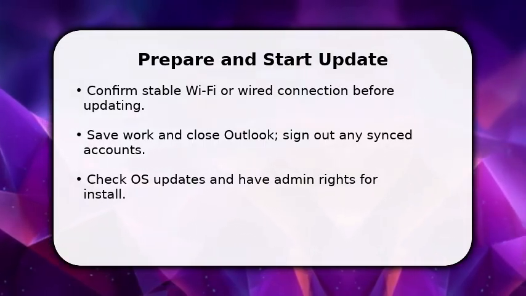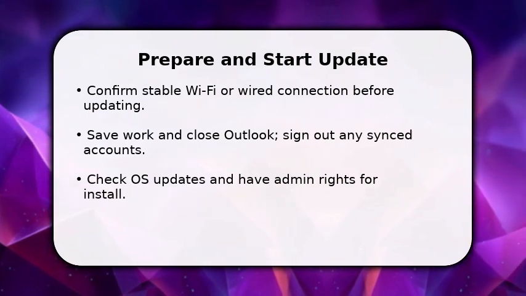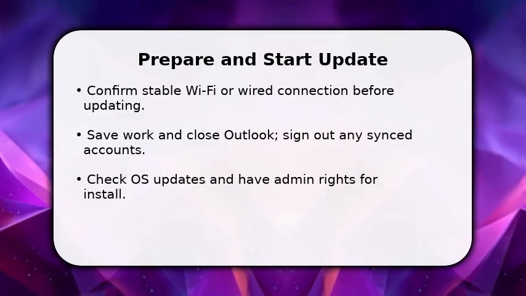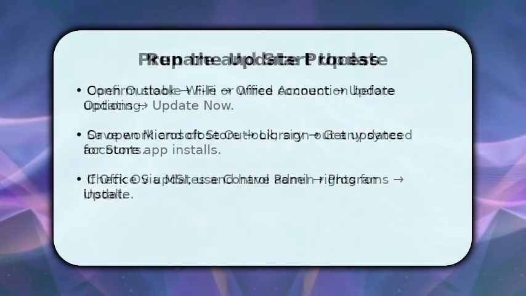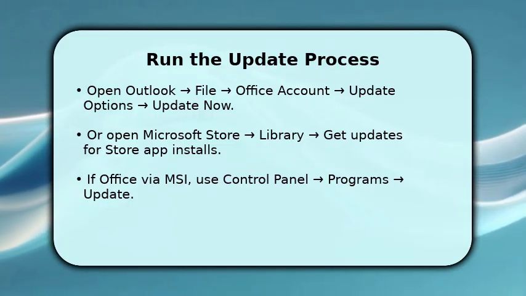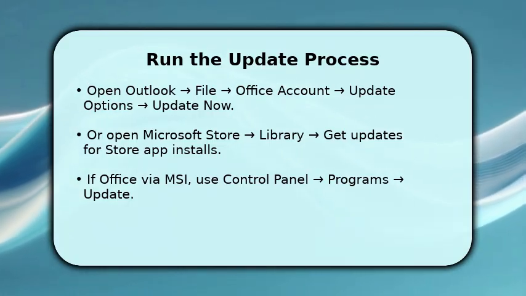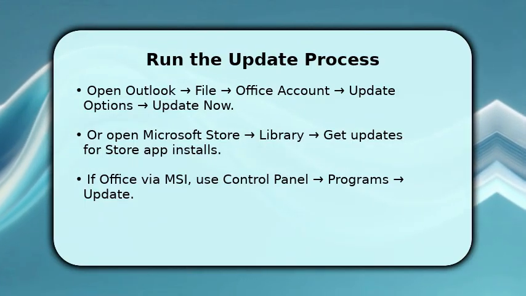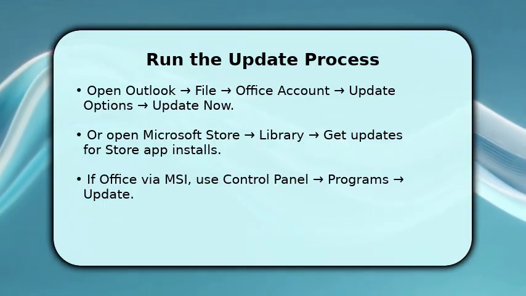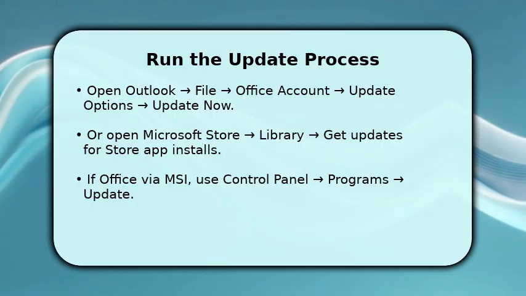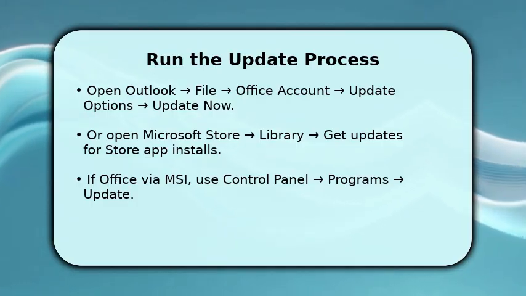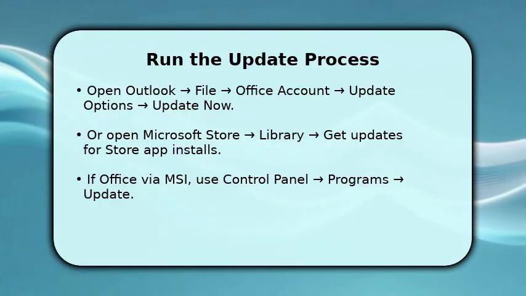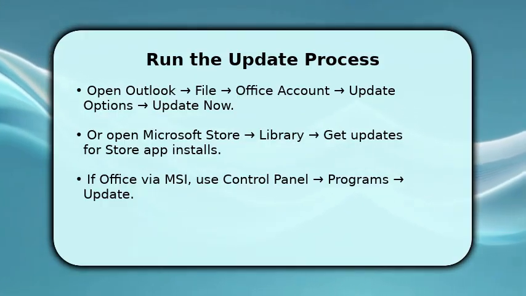Once ready, open Outlook or the Microsoft Store to proceed with the actual update steps. You'll update Outlook from inside the app by choosing File, then Office Account, and click Update Options, then Update Now. This prompts Office 365 or Microsoft 365 updates. Alternatively, open the Microsoft Store, go to Library and select Get Updates if your Outlook came from the store. If your copy is an MSI install, go through Control Panel, then Programs, and use the product's update mechanism.